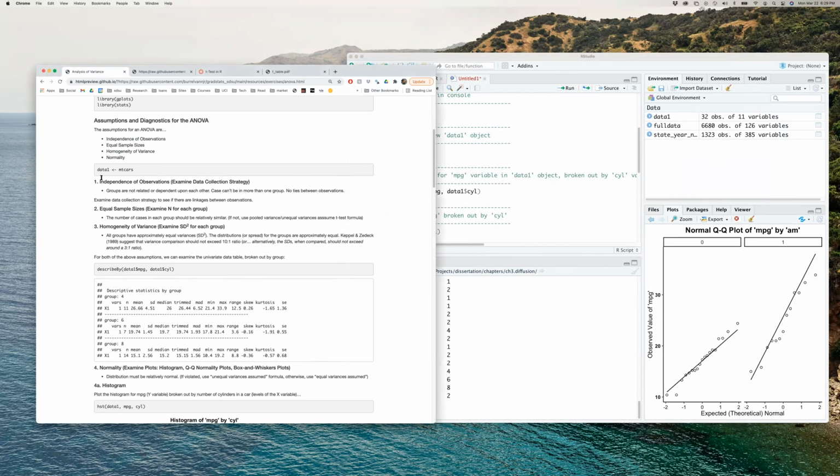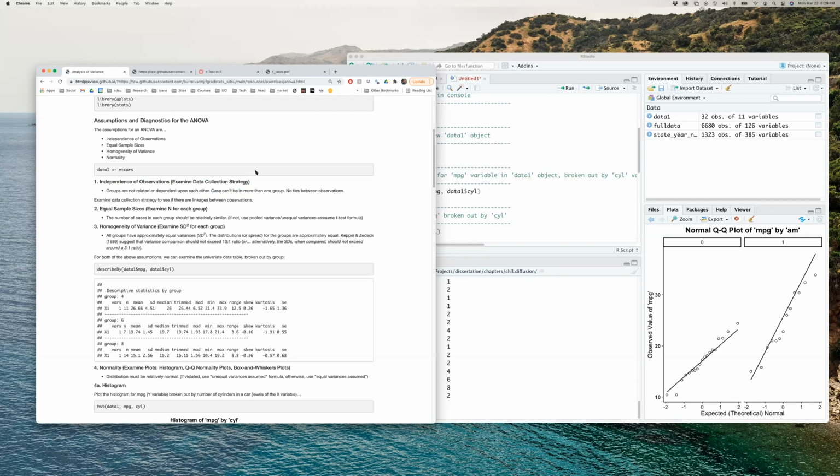Now here I'm looking for independence of observations, meaning I examine the data collection strategy, equal sample sizes, homogeneity of variance, and normality. So for independence of observations, I examined the data collection. None of these cars were tied to one another, so the independence of observations assumption has been met. Good, so we met that.